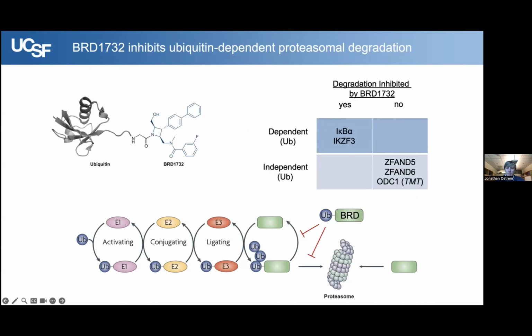Also in our TMT data, we follow ODC1. Now, ODC1 is known to undergo rapid constitutive ubiquitin-independent degradation, and we don't see stabilization of ODC1 on treatment with 1732.